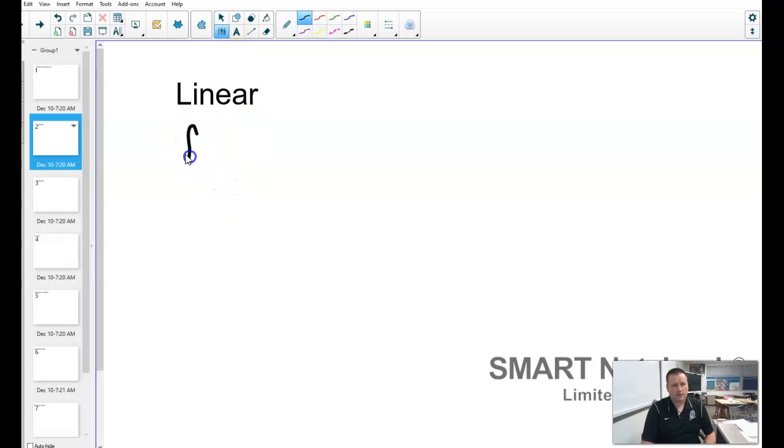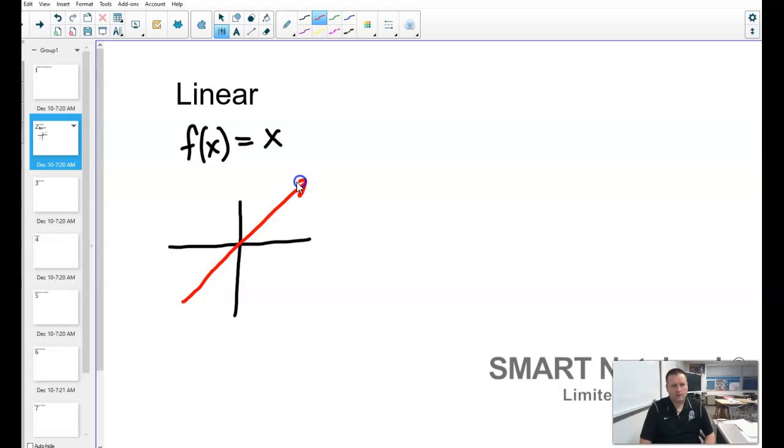The equation for linear, and we're going to do it in function notation. So f of x, which remember, this is really just y. So f of x equals x would be my linear. Again, y equals x. This is the parent function for a linear, and you can move it all over the place from there. If I graph this, my basic graph would be this red line here that goes on forever, and goes through the origin.